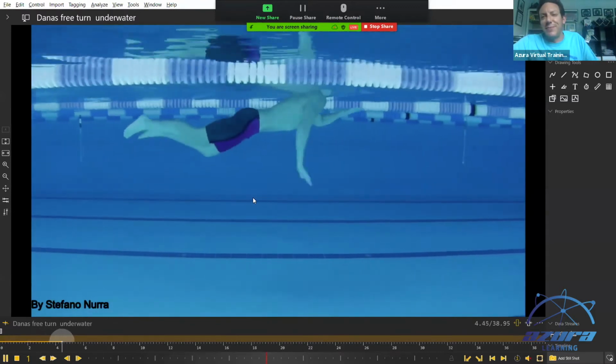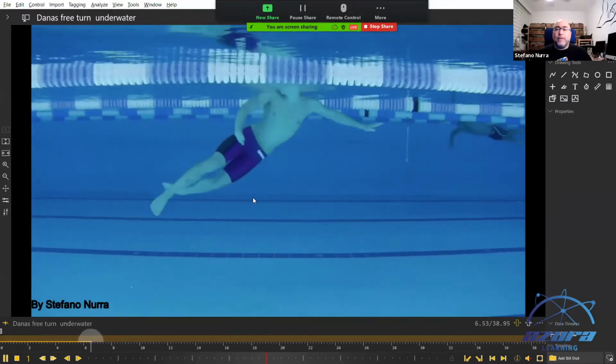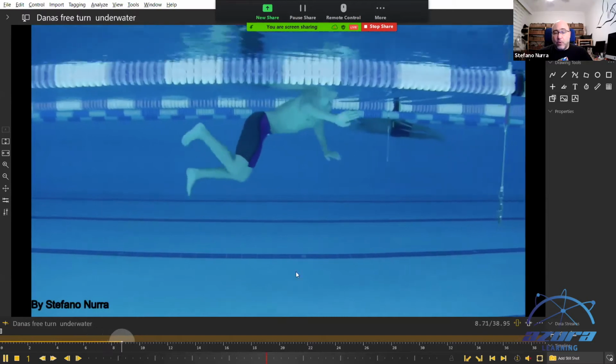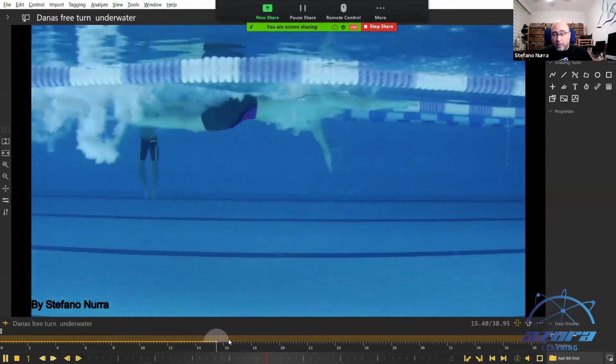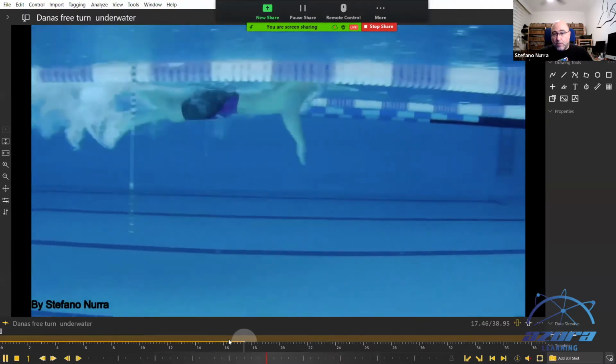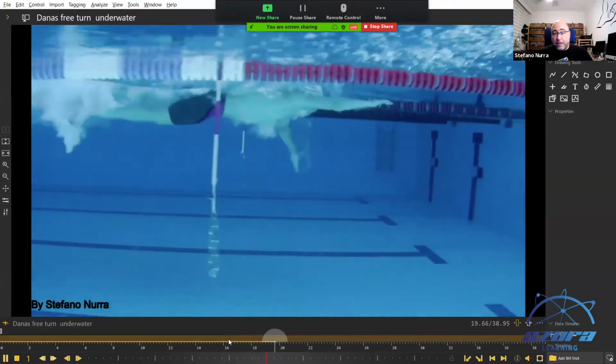Okay, I go. So now we will see the same turn as before from the underwater point of view. The athlete is coming, 5 meters.